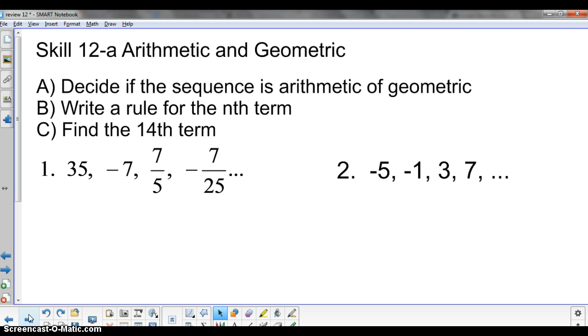Tell me if it's arithmetic or geometric, so you need to know the definition of those things. I want the rule, and then I want you to find a specific term. So we're writing explicit rules here, okay, an explicit rule, so you can jump to a term. I'd like you to try this for number 1 and number 2.